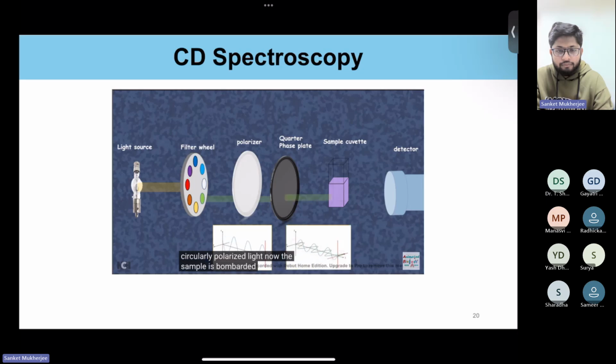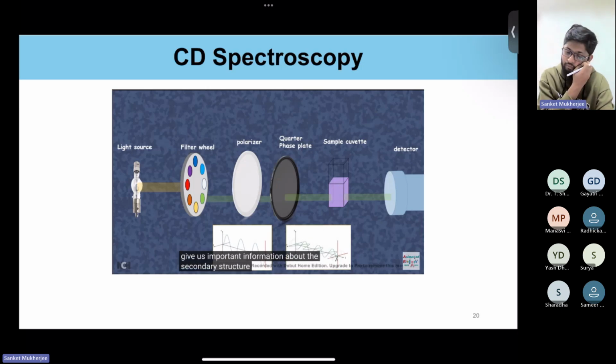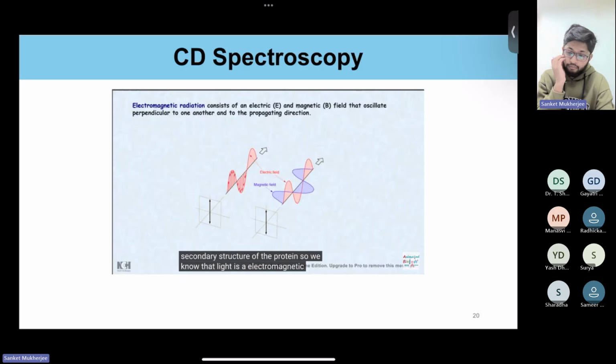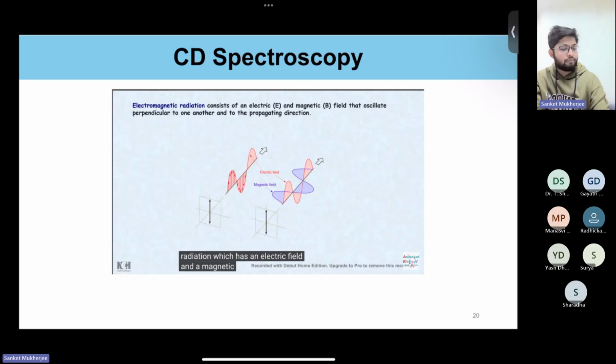Now the sample is bombarded with the circularly polarized light, and the sample absorbs the circularly polarized light in a different way, and after that, the transmitted light is detected by the detector. From that, the circular dichroism spectrum is created, which gives us important information about the secondary structure of the protein. We know that light is an electromagnetic radiation, which has an electric field and a magnetic field. These vectors are mutually perpendicular to each other, and also perpendicular to the propagation direction. That is how a transverse wave works, right?